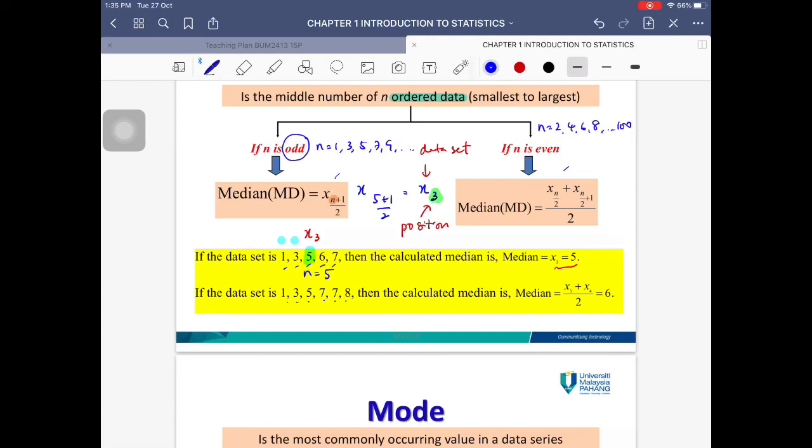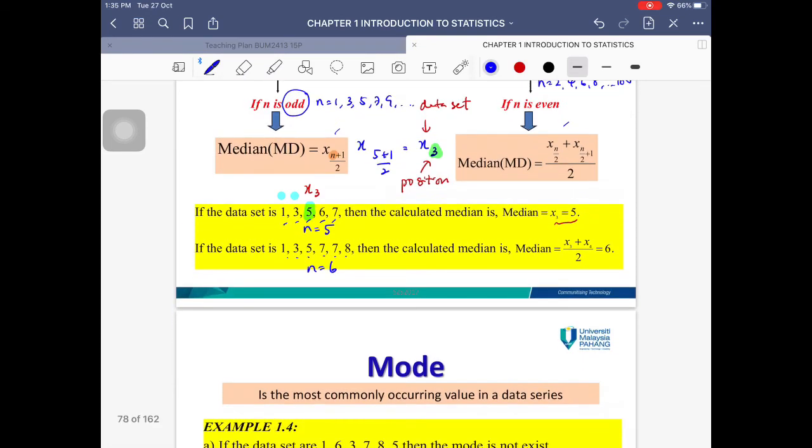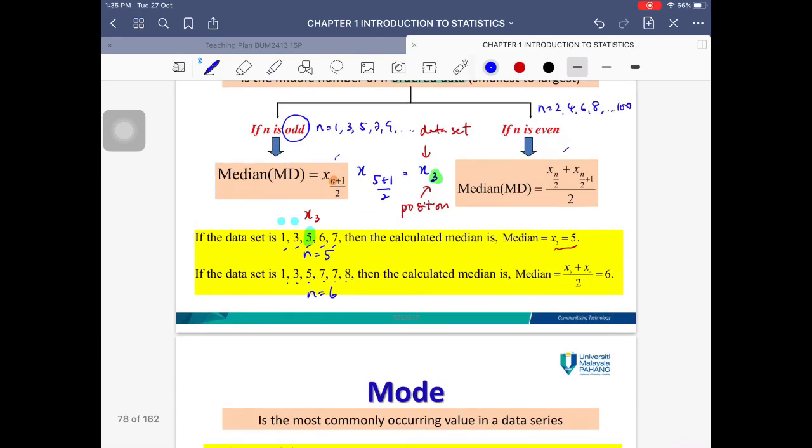And it's going to be the same idea when you have an even number as well. So here for the second data set, I have 1, 2, 3, 4, 5, 6. My n value is equal to 6. It's an even number. It's a multiple of 2. So when I apply the formula, I'll end up with x of 6 over 2 plus x of (6 over 2 plus 1), and that is going to be divided by 2.